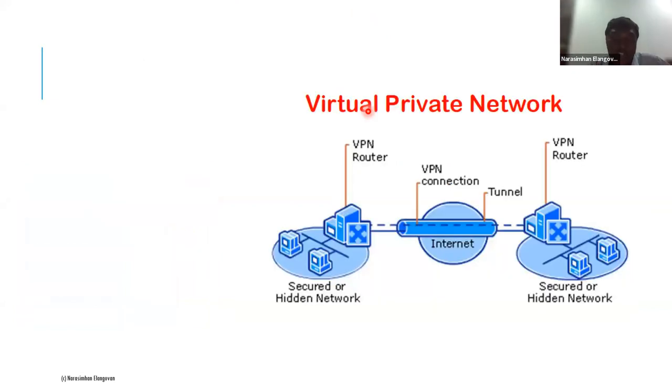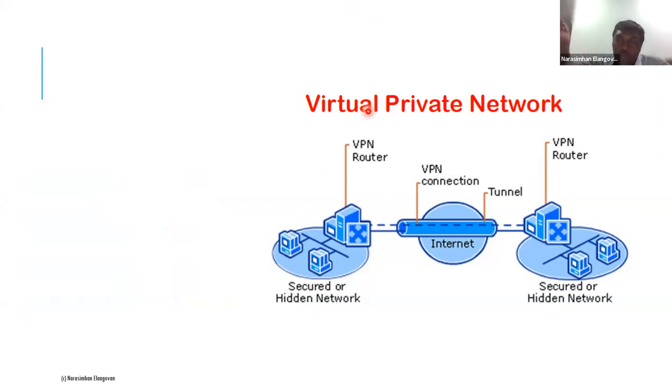Next, VPN, very important. Virtual private network. A connection using the internet. I am establishing an intranet. I repeat, I'm establishing an intranet using internet. This is popularly called an extranet, extended internet. A simple example, I am at my home. I want to connect to my office server, right?